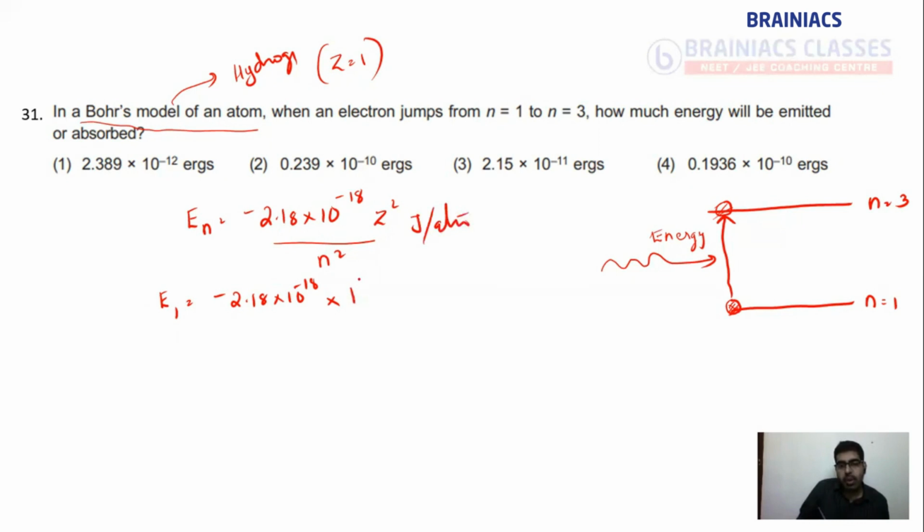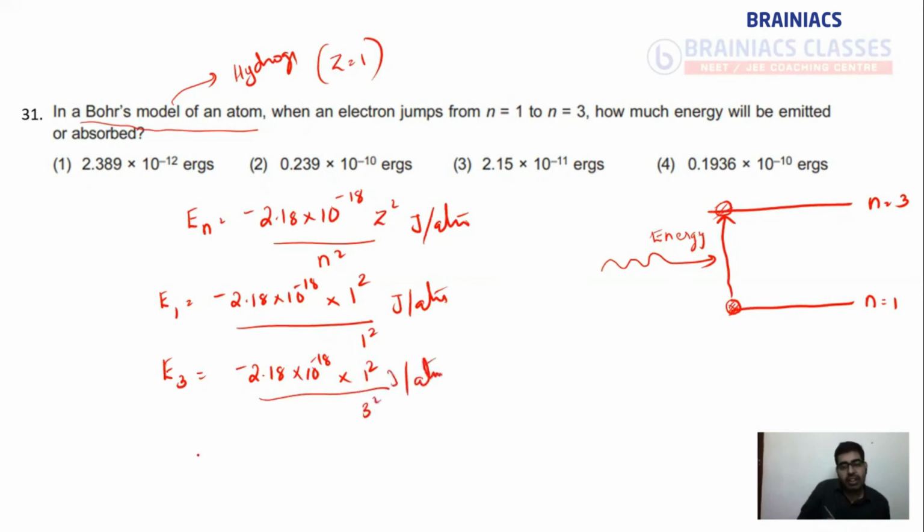Atomic number 1 squared by the n value, which is also 1: Z square by n square, joules per atom. Now, the energy of the electron in the third shell is minus 2.18 into 10 raised to minus 18, again with atomic number 1 squared, divided by n squared, and now the n value is 3, so 3 squared, joules per atom. Now we have to calculate the energy change.